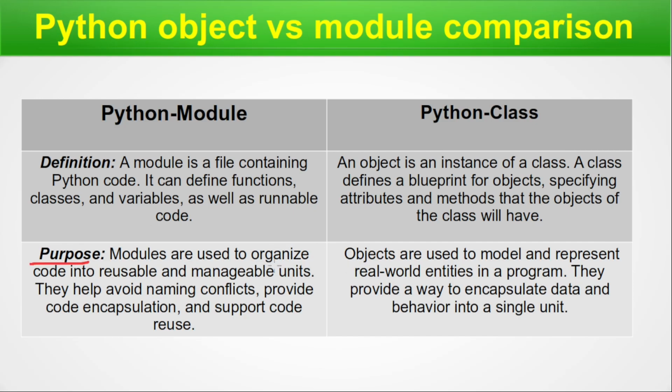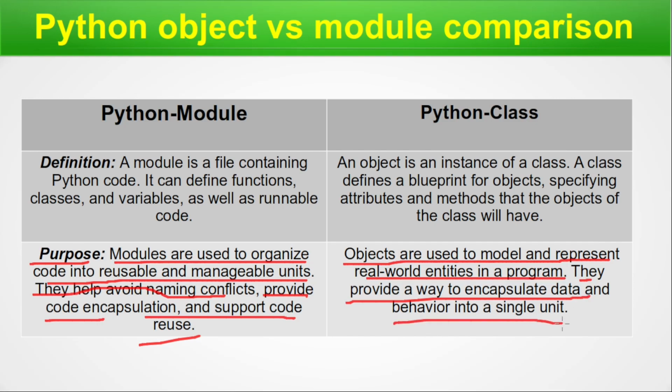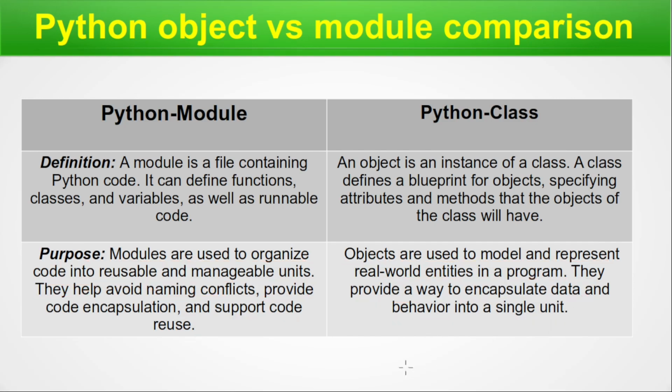Purpose. Now, let us see the differences and similarities of their purpose. Modules are used to organize code into reusable, manageable units. They help avoid naming conflicts, provide code encapsulation, and support code reuse. Objects are used to model and represent real-world entities in a program. They provide a way to encapsulate data and behavior into a single unit. So you can see that there is a bit of similarity between the module and the class and object. However, these two are a bit different. Both are targeted toward code reusability, but in different fashion.